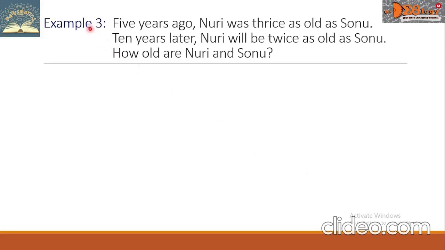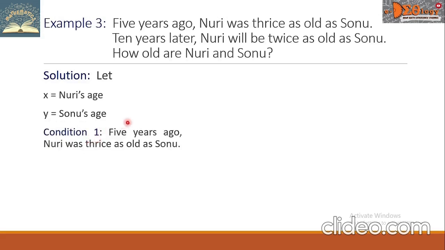Example 3. 5 years ago, Nuri was thrice as old as Sonu. 10 years later, Nuri will be twice as old as Sonu. How old are Nuri and Sonu? We let x be Nuri's age. y equals Sonu's age. Now the condition 1: 5 years ago, Nuri was thrice as old as Sonu.